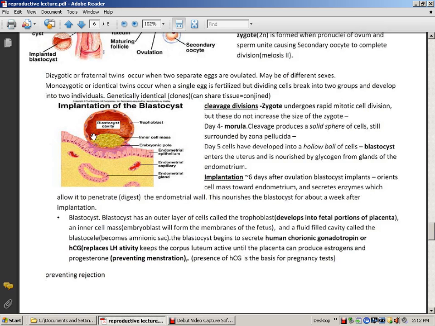This ball mass, the inner cell mass, makes the baby. So this is where the baby is actually developing. Or technically, what is it right now? Now that it's digging in, it's gone from being a blastocyst and now it's a little embryo. So once it starts digging in, it's just an embryo.